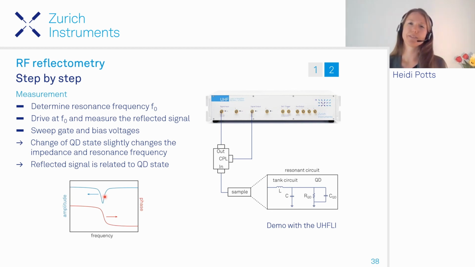And now if the quantum dot state changes, for example, when it becomes possible for an electron to tunnel in and out of the quantum dot, that will change the impedance of your entire resonance circuit here, and you will be able to observe this as a change in reflected signal.